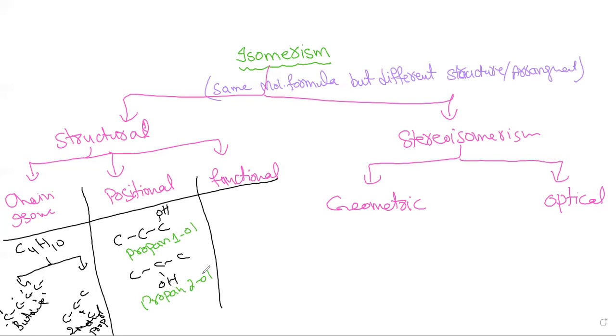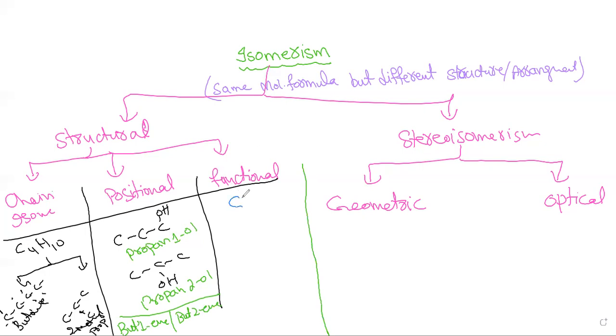Similarly, but-1-ene and but-2-ene, which isomers are they of each other? They are positional isomers. And in the functional isomer, interestingly, we have a change of the functional group.